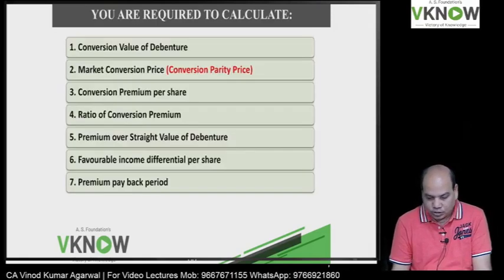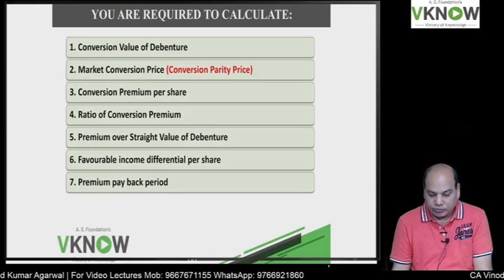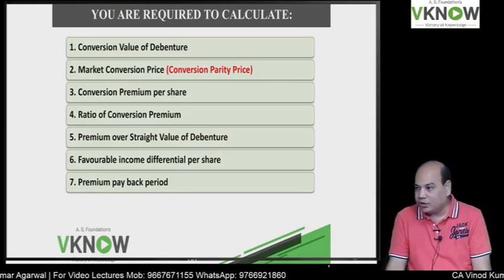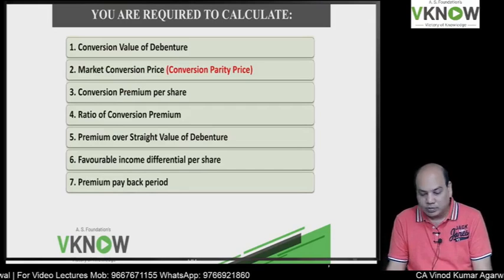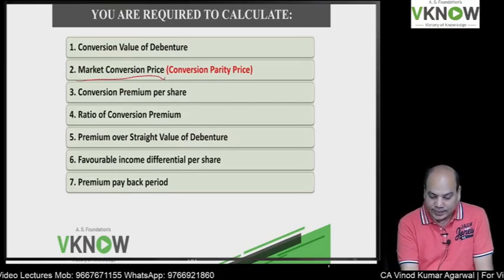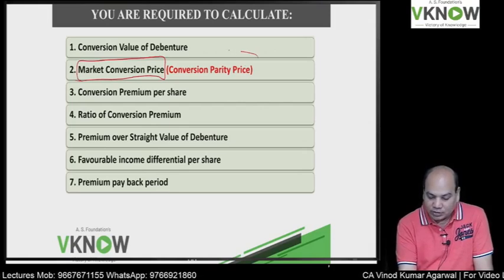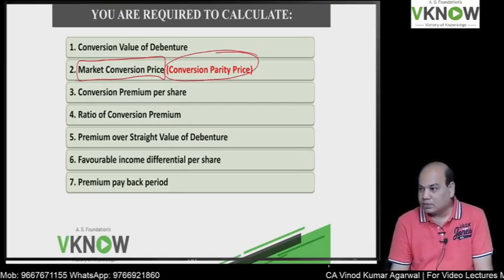Expected dividend is rupees 1. Now you have to compute the following 7 items, and I think you will get 1 mark for each correct answer. First is conversion value of debenture, then market conversion price. Market conversion price, write down, it is also called conversion parity price.